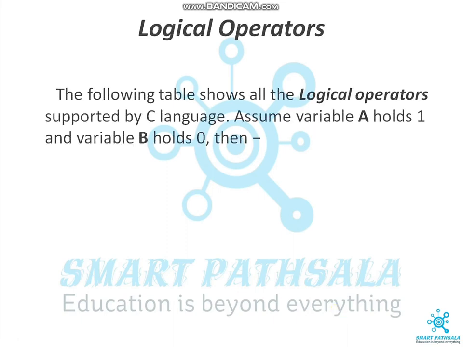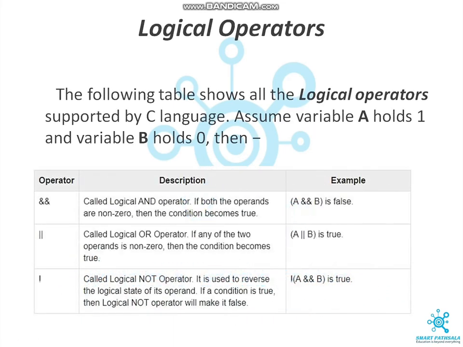Next one is what? Logical operator. Let the value of A is 1 and the value of B is 0. Now the first logical operator is what? Logical AND operator. If the operands are non-zero, then the condition becomes true. That means what? If both the operands are non-zero. Here A holds 1 and B holds 0, that means A is non-zero whereas B is 0, so A and B is false here.